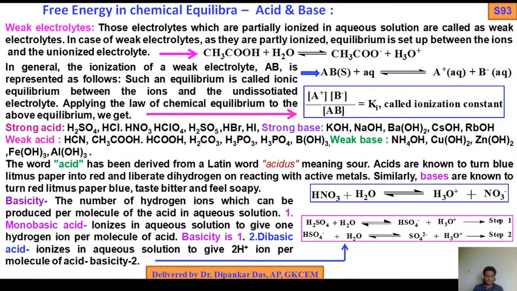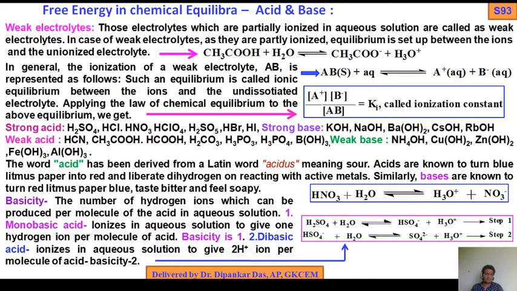Now actually what is acid? The word acid has been derived from the Latin word acidus, meaning sour. Acids are known to turn blue litmus paper red and liberate hydrogen on reacting with active metals. Similarly, bases are known to turn red litmus paper blue, taste bitter and feel soapy. Now the basicity with respect to acid: the number of hydrogen ions which can be produced per molecule.